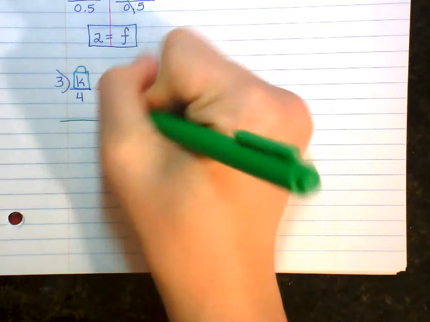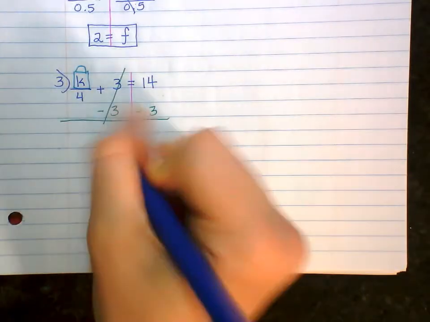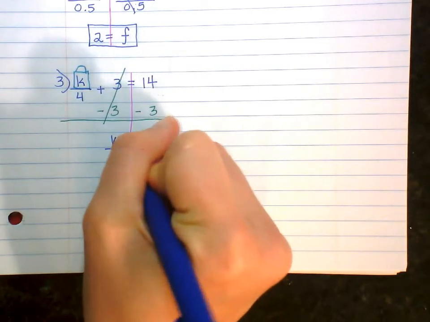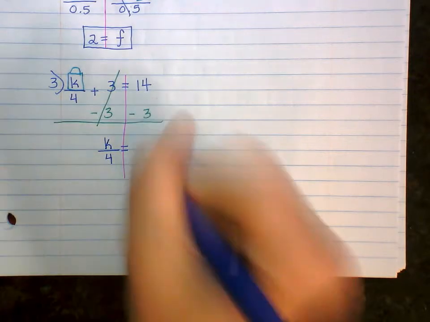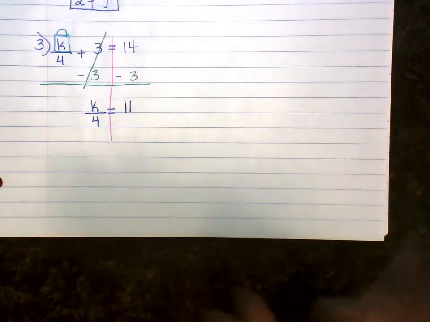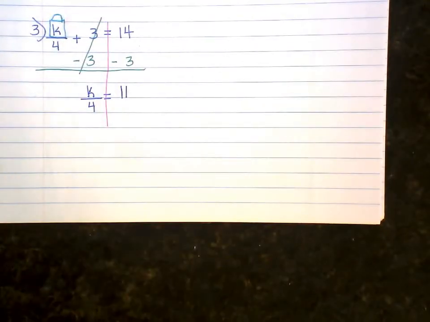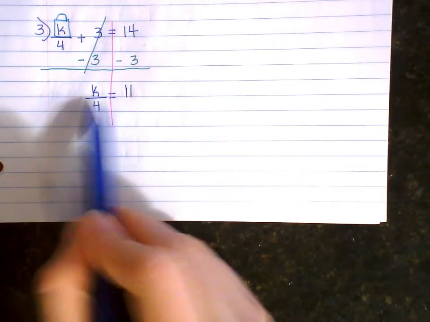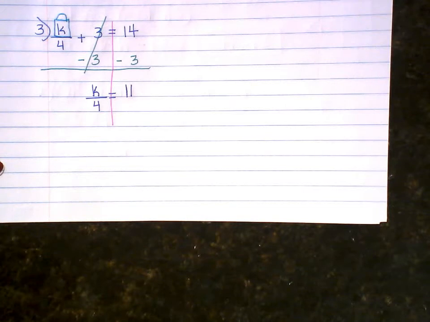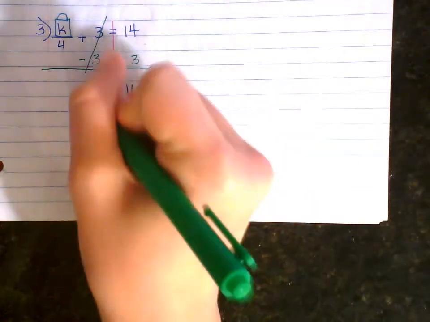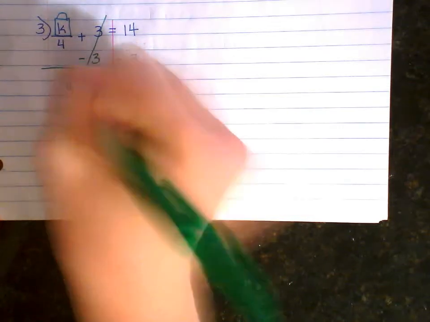3 minus 3 cancels out. It leaves us with k over 4. 14 minus 3, 11. So what do we do now? So what this means is k, some number divided by 4 equals 11. What number, when you divide it by 4, equals 11? Well, how do you figure that out? You undo the division. So times both sides by 4.